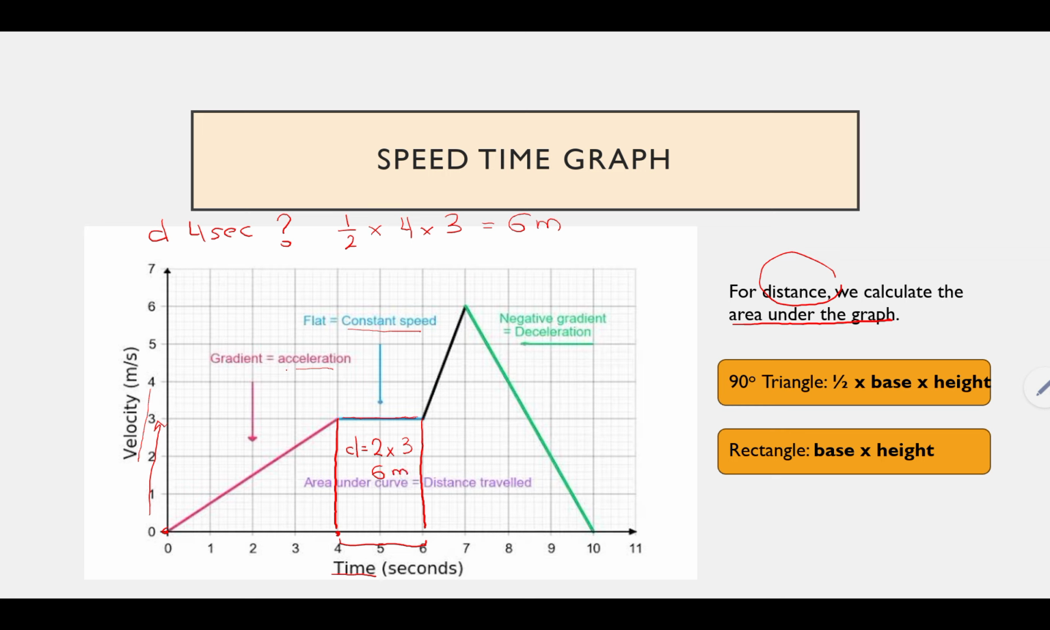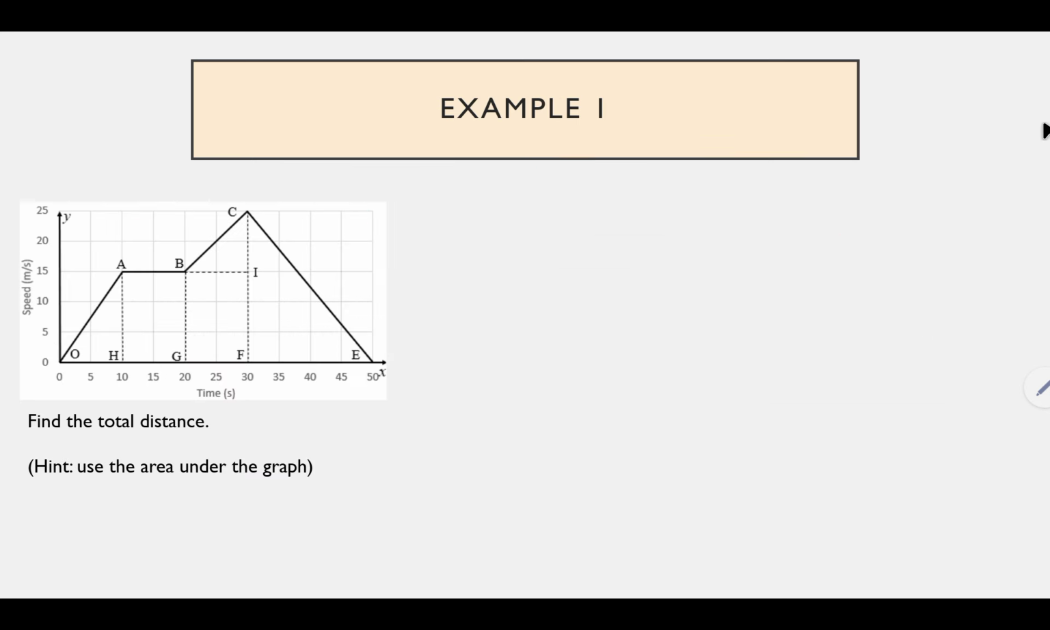Okay? These are the 2 rules to get the distance from a velocity time graph or a speed time graph. Let's try to do it together. Find the total distance. They gave you the diagram. Of course, they will not do the breakpoints with the dashed lines like we've done here. We've done it to make it easier for us.